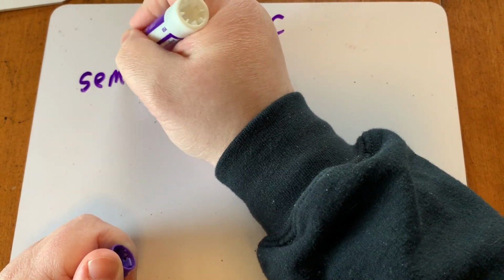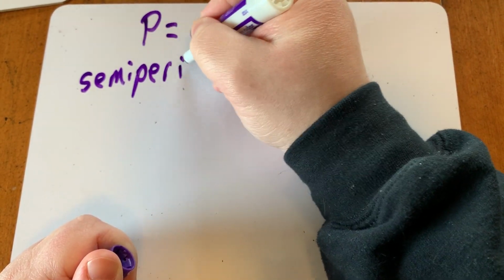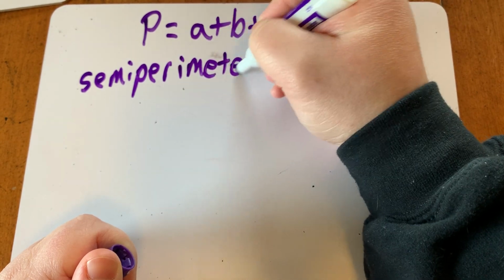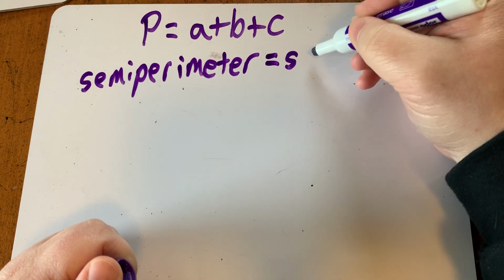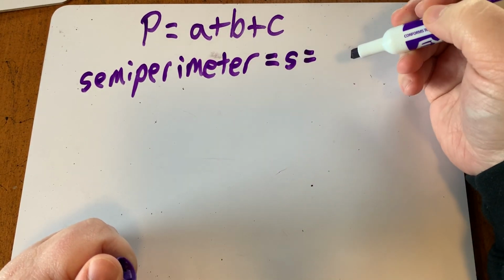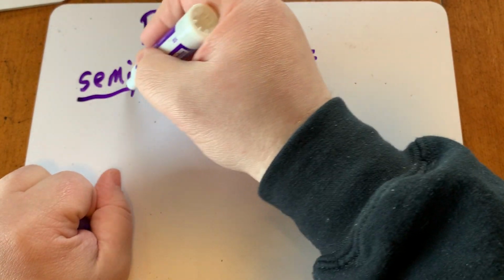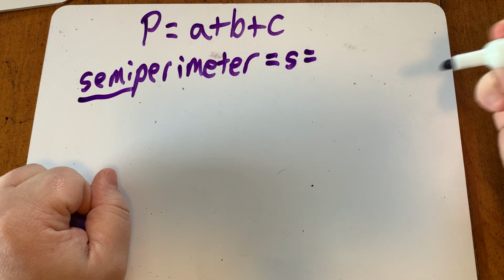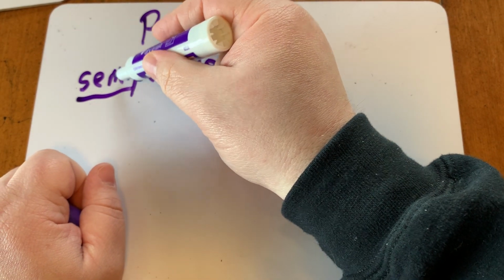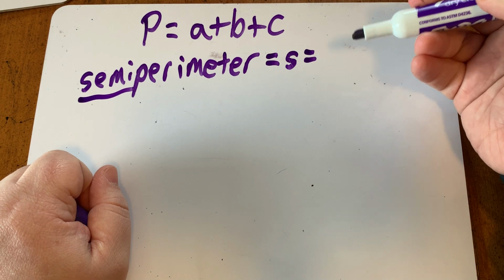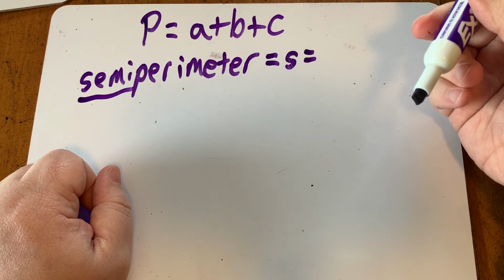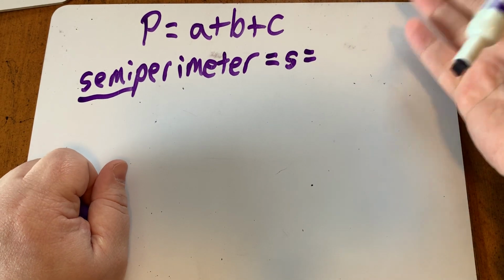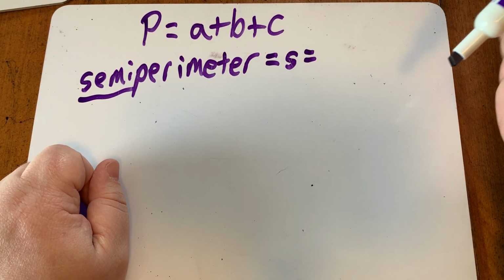It's called semi-perimeter, and we're going to use a variable s. The semi-perimeter is just like it sounds. When you see this prefix semi, that means this is half of that. A semicircle is half the circle. Semi-annually means it happens twice a year. It compounds at the half-year point.